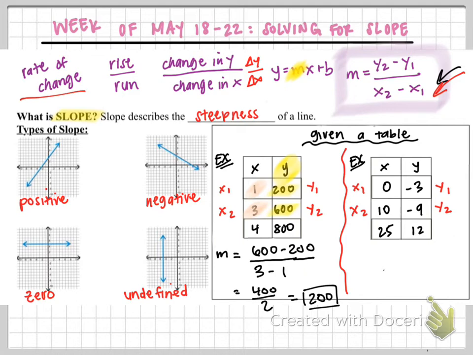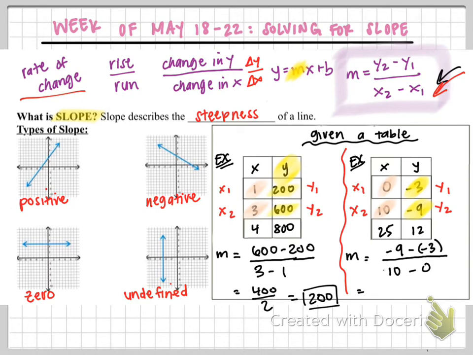Once I have that labeled, let's plug it into our formula. On top, again, I know that I need to have my y2 minus my y1. So let's fill that out. My y2, -9, minus my y1, which is -3. On the bottom, I have my x2 minus my x1. So x2 is 10 minus my x1, which is 0.